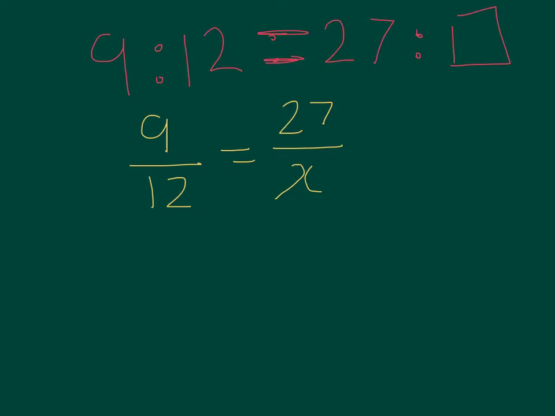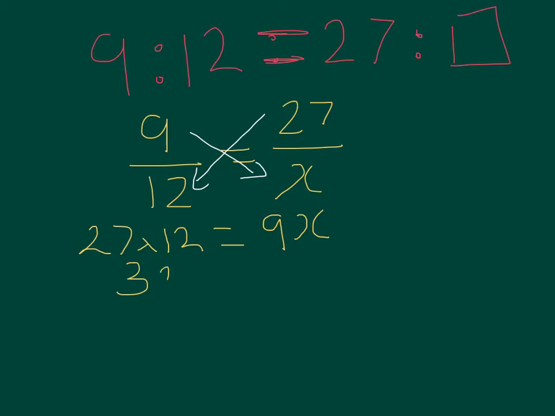So in this case, you can do something called cross multiplication, where you take the numbers and you multiply them across from each other. So my equal sign remains in the same place. When I do 12 times 27, so 27 times 12 on one side, and on the other side I do 9 times my unknown, which is an x value. So 27 times 12 equals 324 equals 9x.